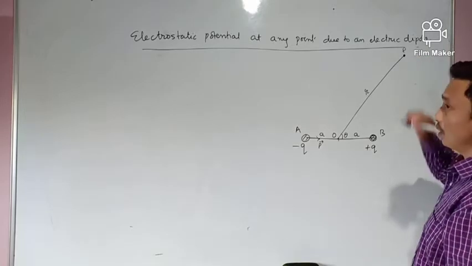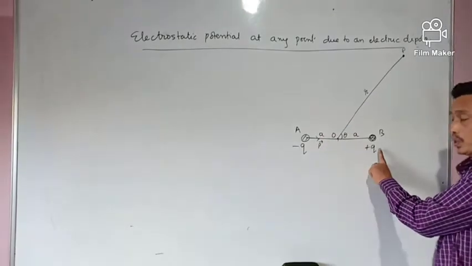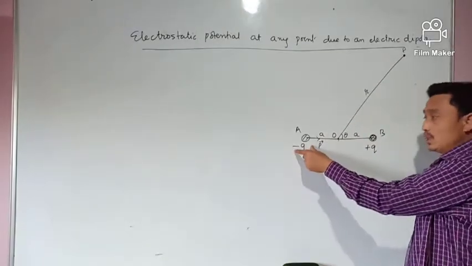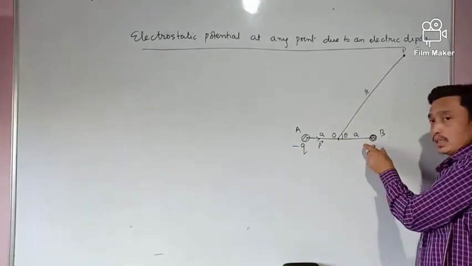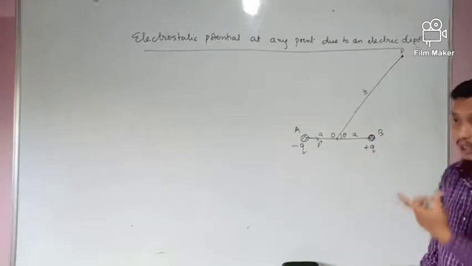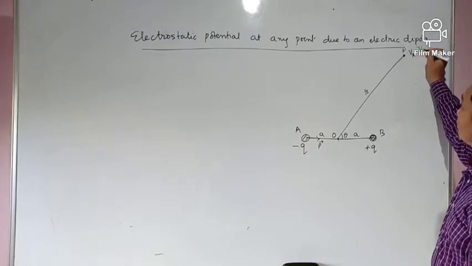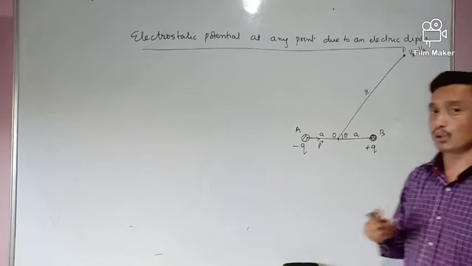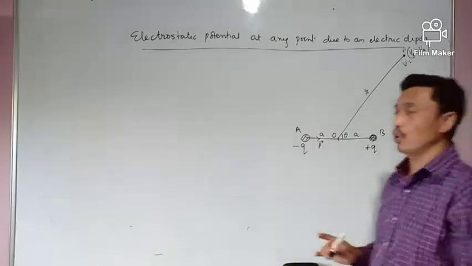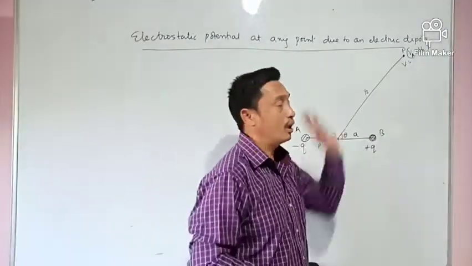To find the total potential, there are two charges. One is minus q charge, one is plus q charge. So this point P will have the potential due to the minus q charge at A, and at the same time will have the potential due to the plus q charge at B. So the total potential at P will be VA plus VB. So we have to derive the relation of the total potential at P, that is called V.